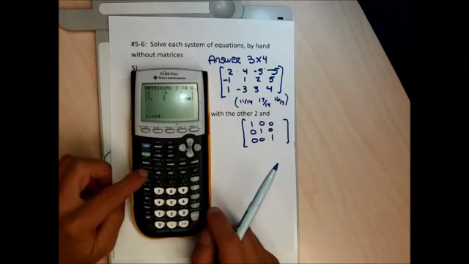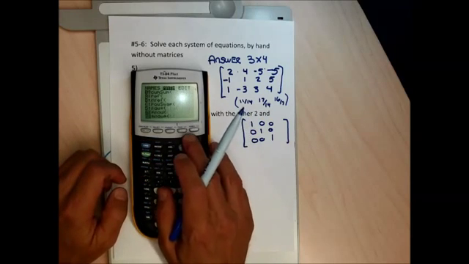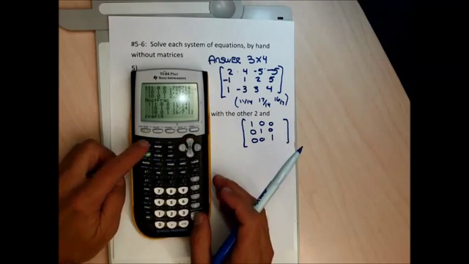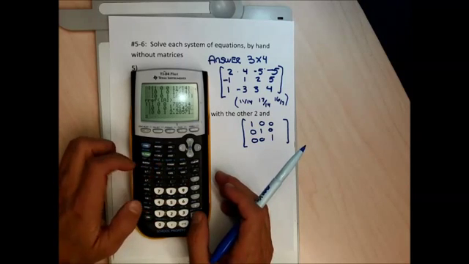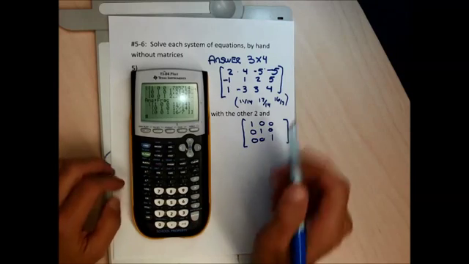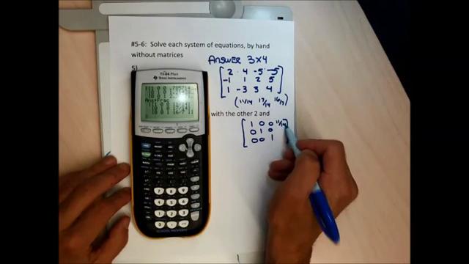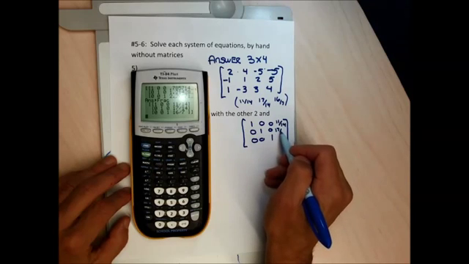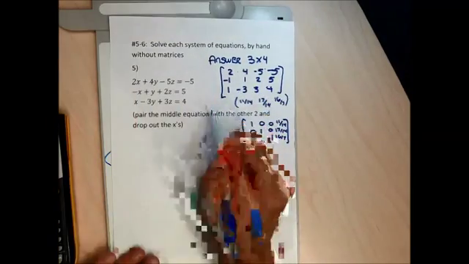So second, quit. Second, matrix math, RREF. Second, matrix names, enter. It is what it is. So the answers to this is going to be x is 11 over 14, y is 17 over 14, z is 16 over 7. So this right here is my answer.